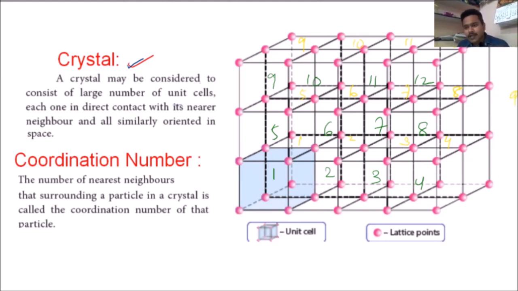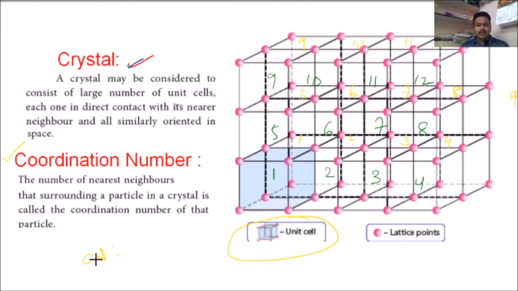9 plus 9. That is equal to 18 cubes. The smallest one cube is what you are calling a unit cell. That is what a unit cell is here. And the next term is coordination number.